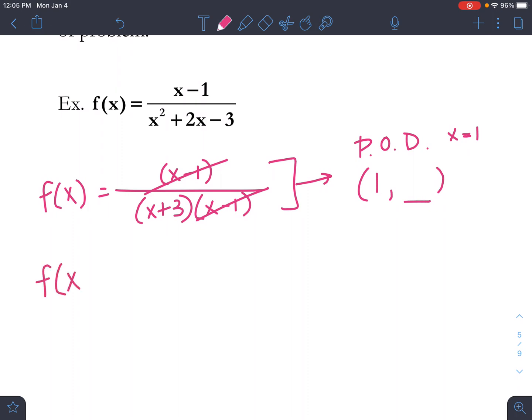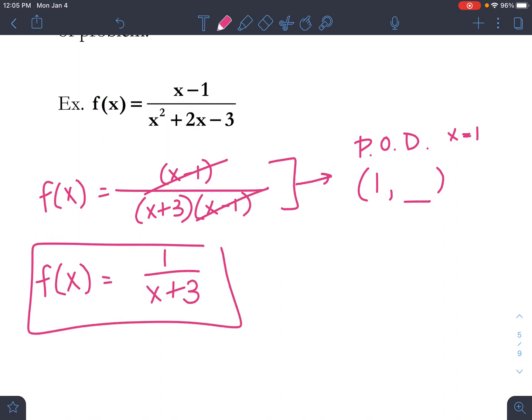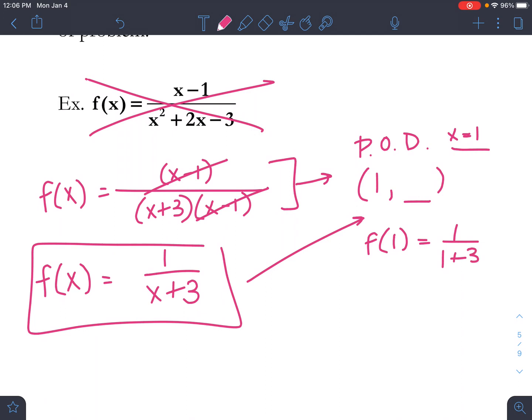Our function we're going to use for the rest of the problem is this. Okay, so we're never going to use this again. So don't look at it. Okay, we're going to plug in x equals 1 to this. So f of 1 would be 1 over 1 plus 3, which is 1/4. So I have a point of discontinuity at 1, 1/4, or 1 comma 1/4.